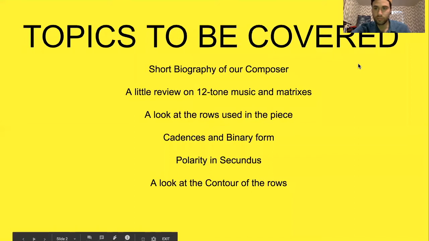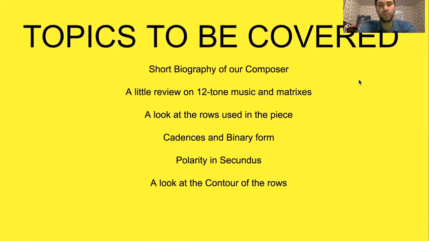So, topics to be covered. First I'm going to start with a short biography of our composer. Then we're going to move on to a little review of 12-tone music and 12-tone matrices. And then a look at the rows used within this piece, and then how those lead to cadences, and how those cadences suggest a binary form for this piece. And then we're going to look at polarity in Secundus and axis of symmetry, and actually these also help suggest a binary form. And then we're going to look at the contour of the rows and maybe talk a little bit about what that might mean.